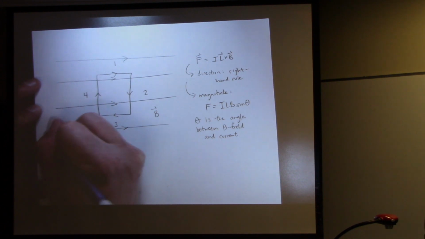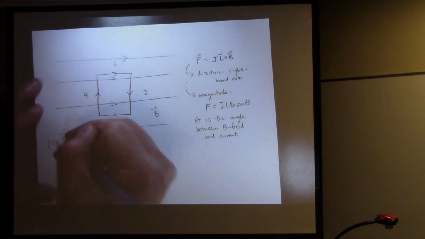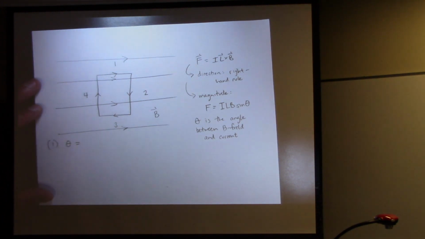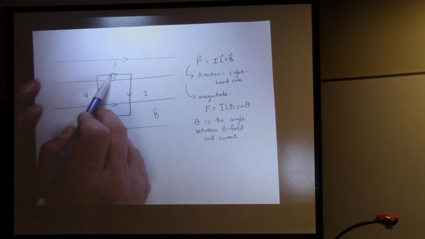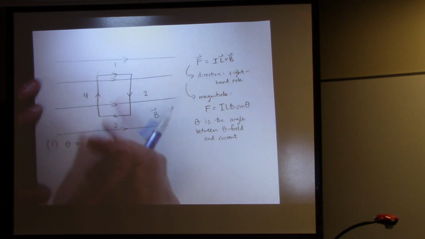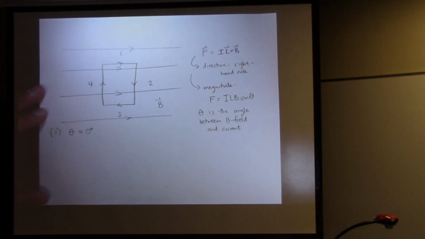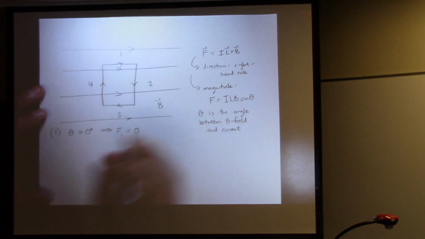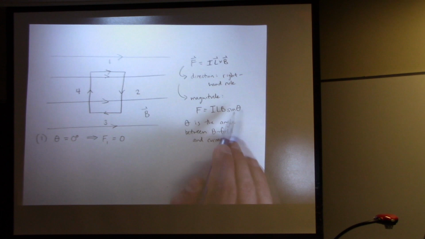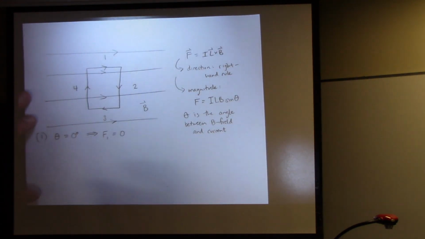Okay, let's start with segment number 1, right here. Maybe the first thing we should do is establish what the angle between the current and the B field is. Well, in this case, that's really easy. The B field is going straight to the right, and at least for this top portion of the loop, the current is going straight to the right, which means there is 0 degrees between them. There's no angle there. That automatically implies that the magnitude of the force here is equal to 0, because sine of 0 is 0. There's no force there. That's all we had to do: we just had to say the force is 0.